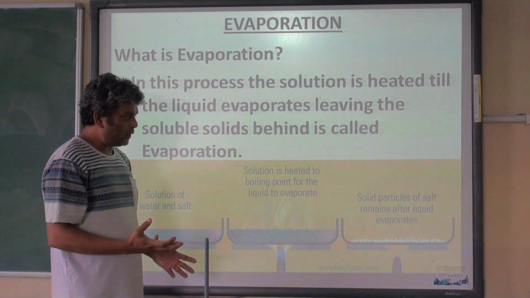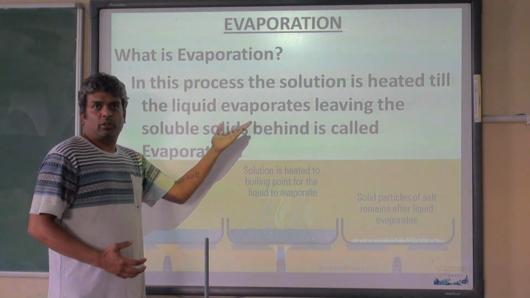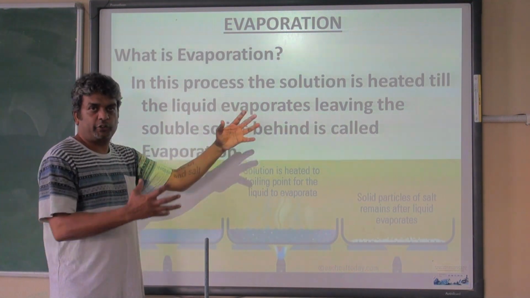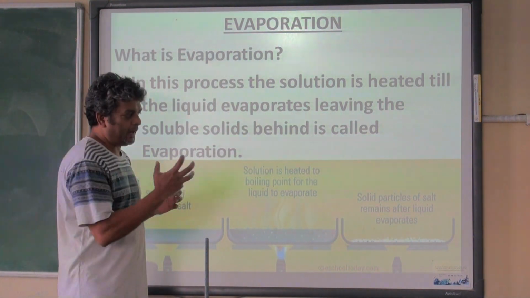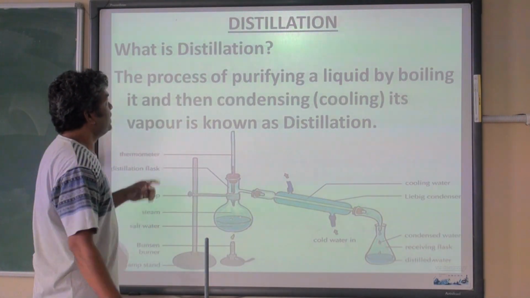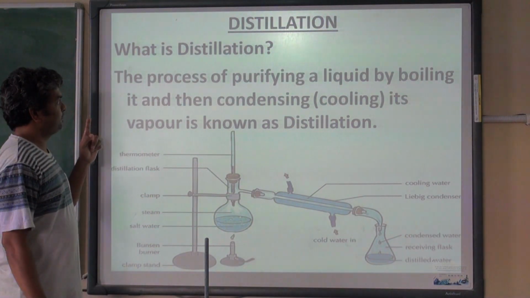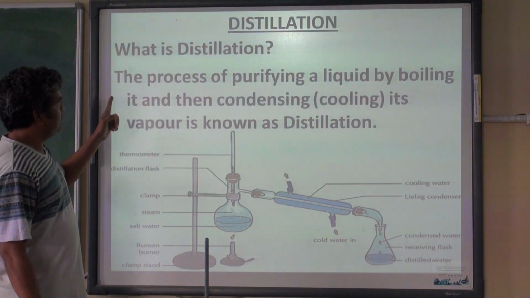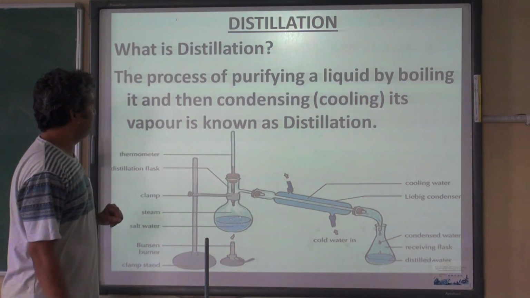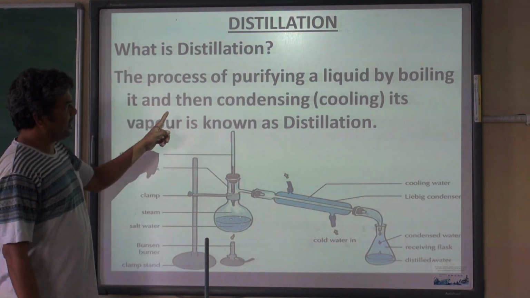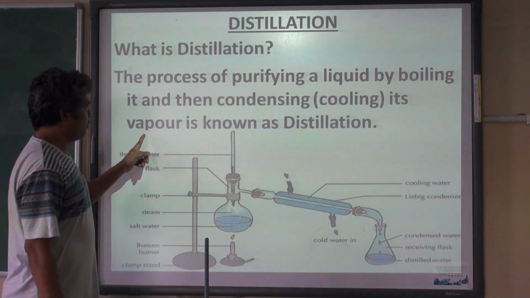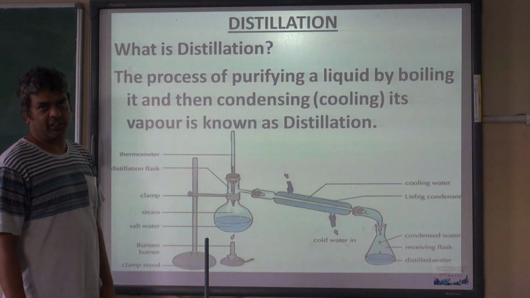Okay. But now what happens here? The water disappears as water vapor into the air. Now if you want the water vapor and the salt, then there is another process called distillation. Now what is distillation? The process of purifying a liquid by boiling it and then condensing. Condensing means cooling its vapor, and the process is known as distillation.